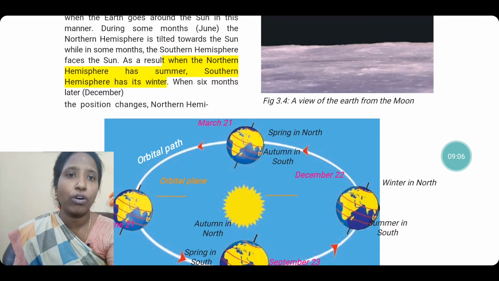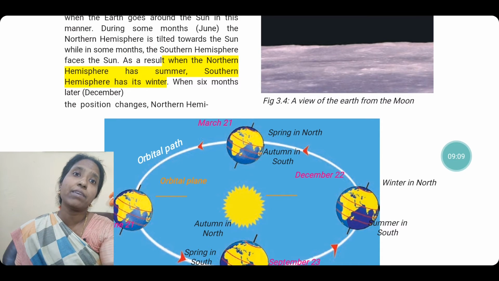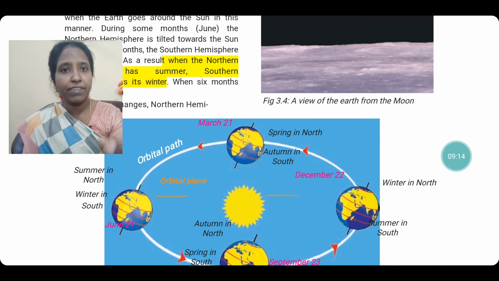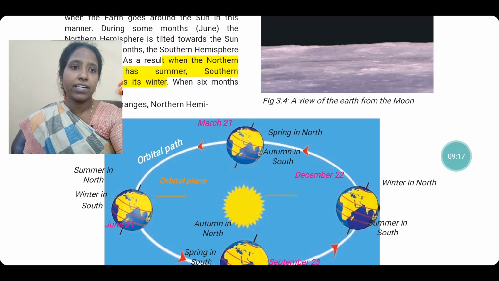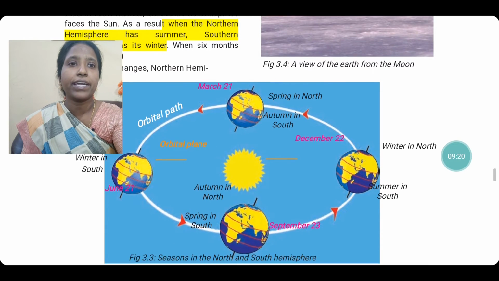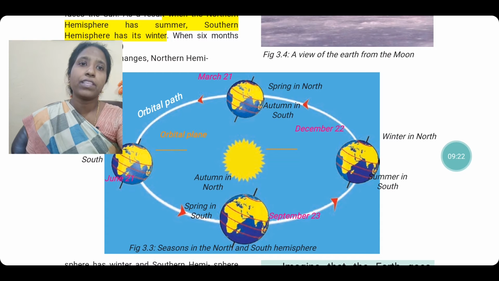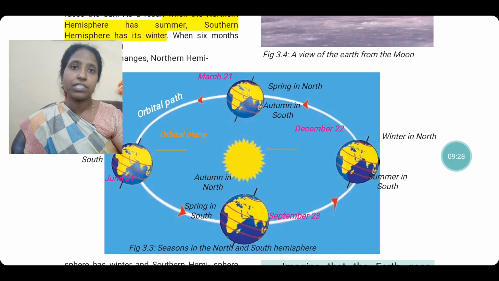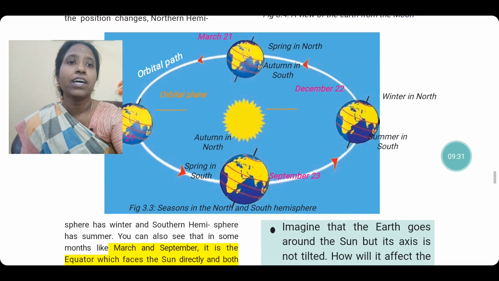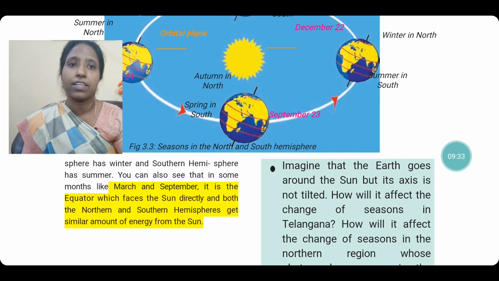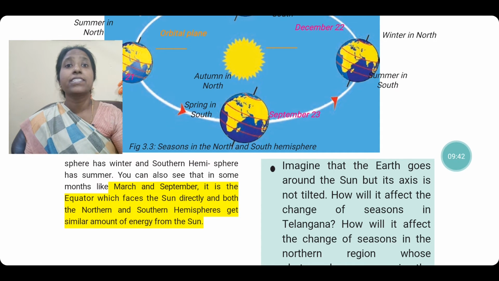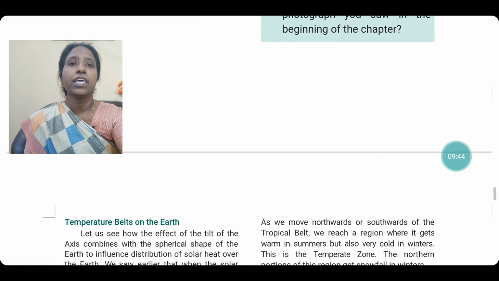And then again in the month of June, you see that the northern hemisphere gets more of the sunlight. So there is summer in the north and winter in the south. And again in the month of September, we have uniform temperature. So this is how it is autumn in the north and spring in the south. It is vice versa for the northern and southern hemispheres because of the tilt in the earth. Okay, in March and September, it is the equator which faces the sun directly, and both the northern and southern hemispheres get a similar amount of energy from the sun.